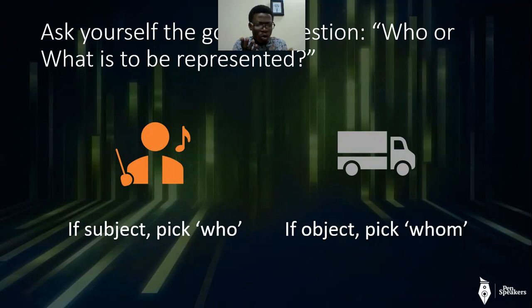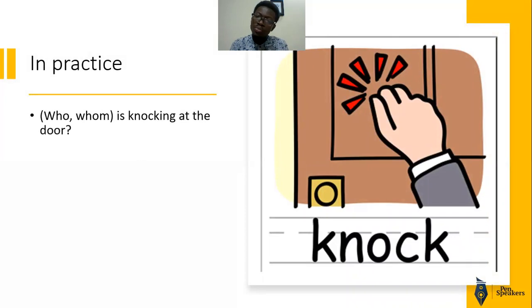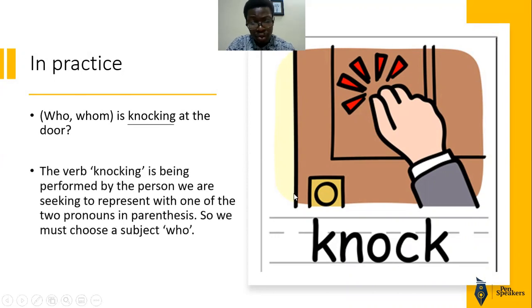So you ask yourself, whatever is to be represented by who or whom, is that thing performing the action, or is that thing being affected by the action? So let's take a look at examples for the sake of illustration. For instance, we say, who or whom is knocking at the door? Pay attention. What is the verb? Knocking. Somebody is performing this action, knocking. So the person who's performing the action is the person we intend to represent by the pronoun who or whom. Remember? Exactly. So the pronoun in parentheses, that's who or whom, is supposed to be used to represent the person who is currently performing that action, knocking.